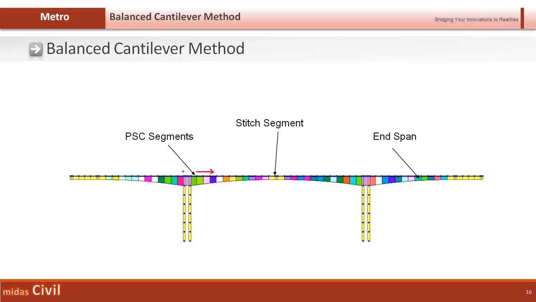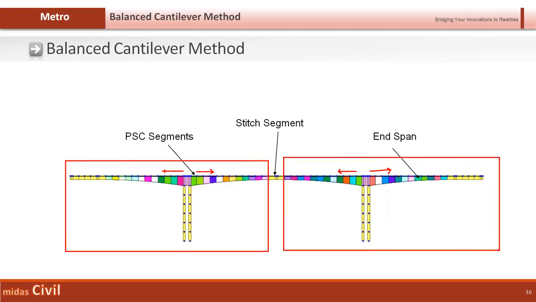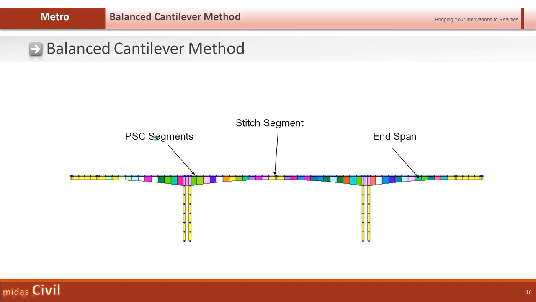we can go for cast in situ or precast segments. So we start by constructing on both sides together from both the piers. So at the end, we have to stitch both the ends together. So this is one end, let this be the second end. So we have to stitch these two together. So in order to do that, we have the stitch segment. So this is a typical balanced cantilever bridge.